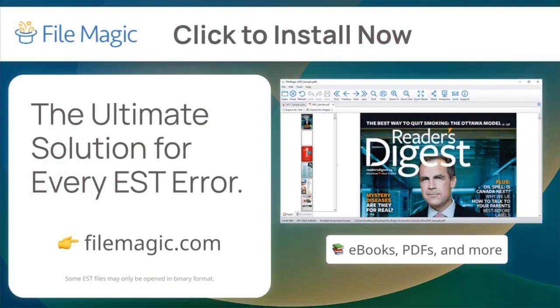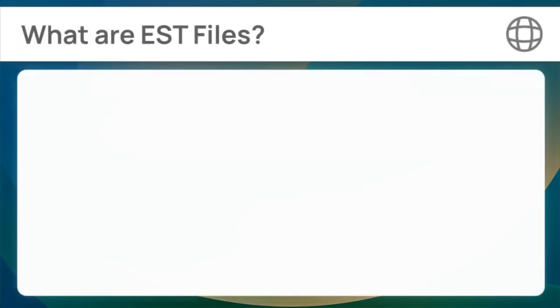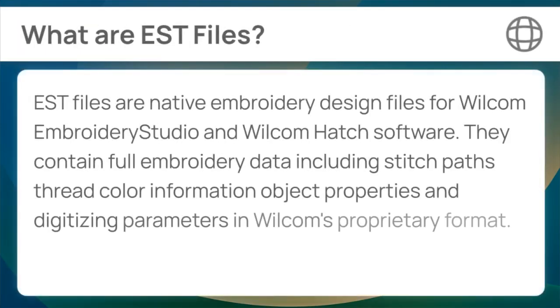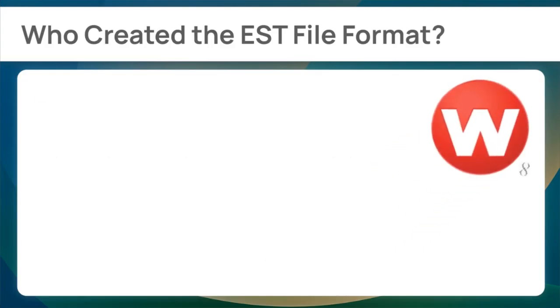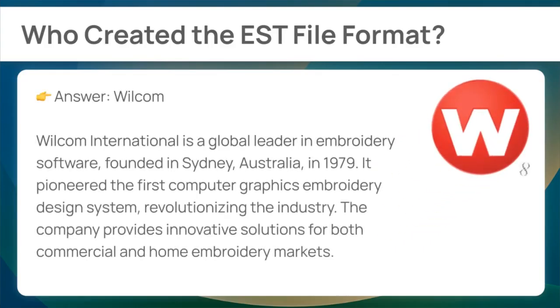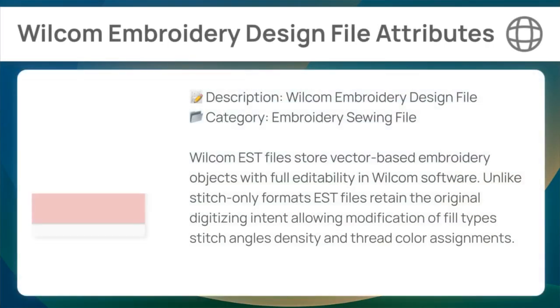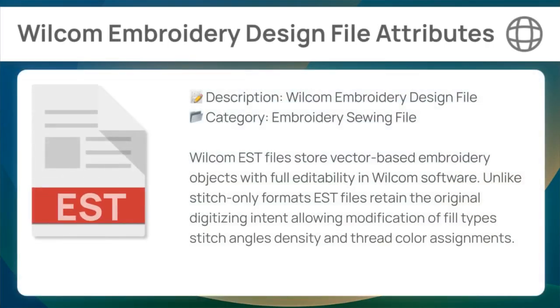EST files are native embroidery design files for Wilcom EmbroideryStudio and Wilcom Hatch software. They contain full embroidery data, including stitch paths, thread color information, object properties, and digitizing parameters in Wilcom's proprietary format. Wilcom EST files store vector-based embroidery objects with full editability in Wilcom software.